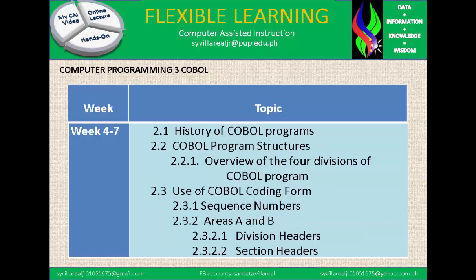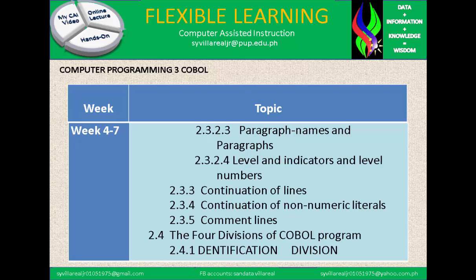So in week 4 to 7, the topic goes to history of COBOL programs 2.1, 2.2 COBOL program structures, 2.2.1 overview of 4 divisions of COBOL program, 2.3 use of COBOL codings form, 2.3.1 sequence number, 2.3.2 areas of A and B, division headers, 2 section headers. That is for the week 4 to 7. Next, the continuation for the week 4 to 7, paragraph names and paragraphs, level and indicators and level number, continuation of lines. Next, we have 4 continuation of non-numeric literals and 5 comments lines.